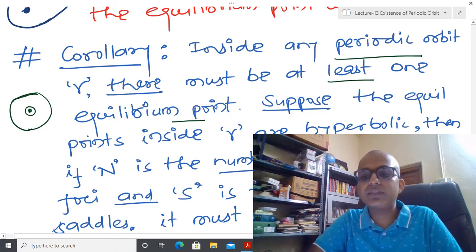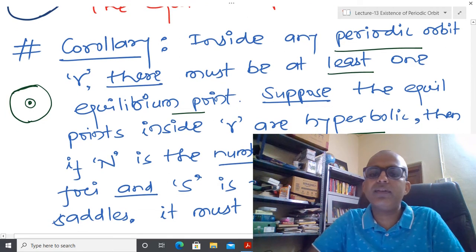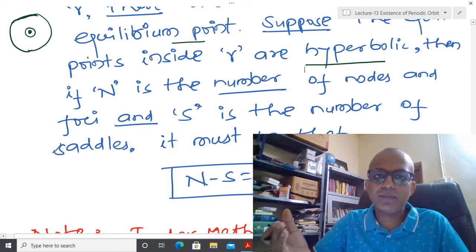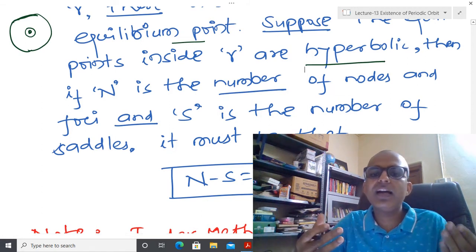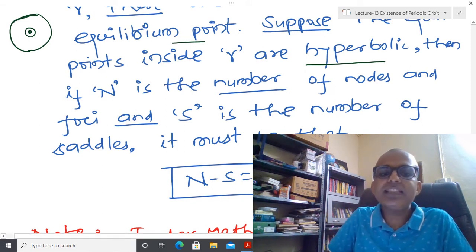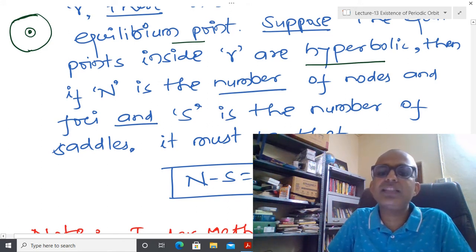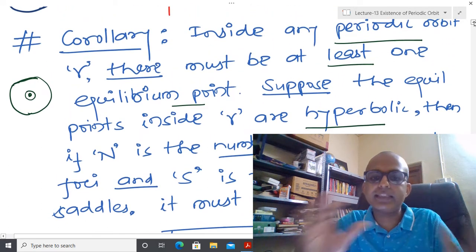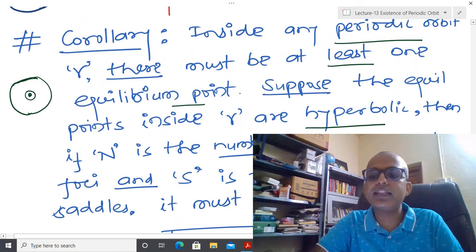We have seen just now that whenever I have a node, a focus, or a center, the index is +1. But whenever I have a saddle point, the index becomes -1. So if s is the number of saddles, it must be that n minus s equals 1. So they are telling that if a periodic orbit exists, then this kind of condition is satisfied.